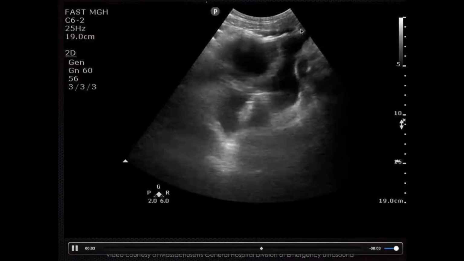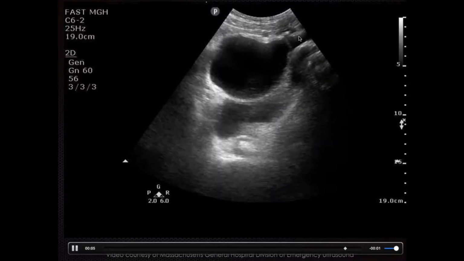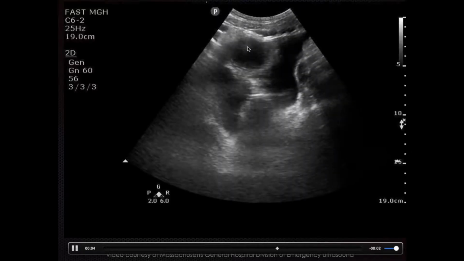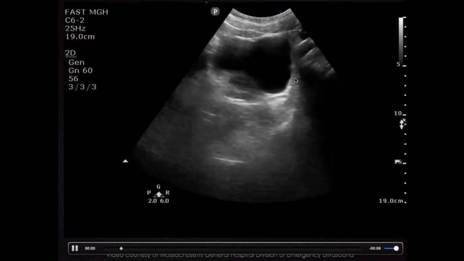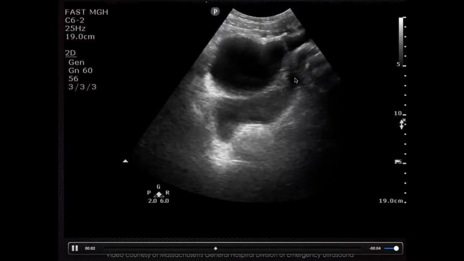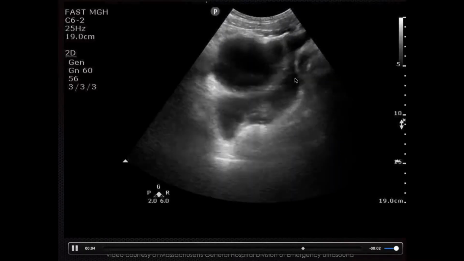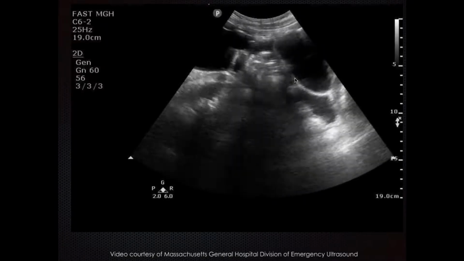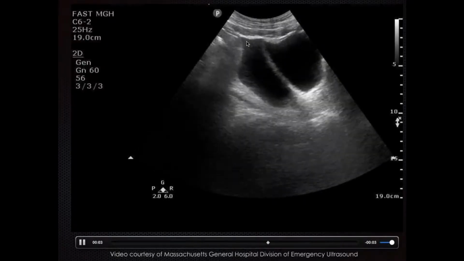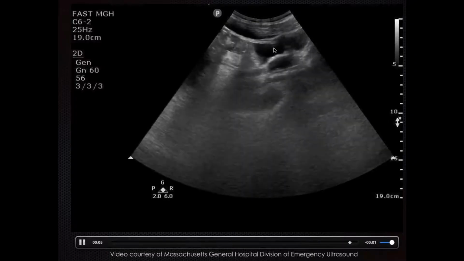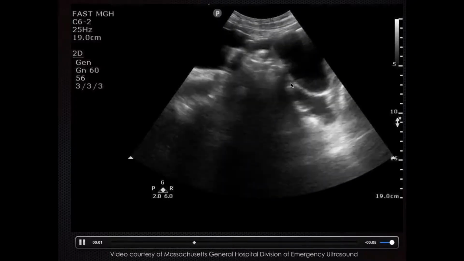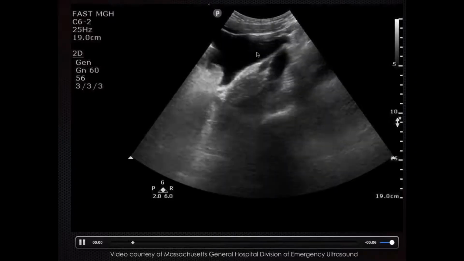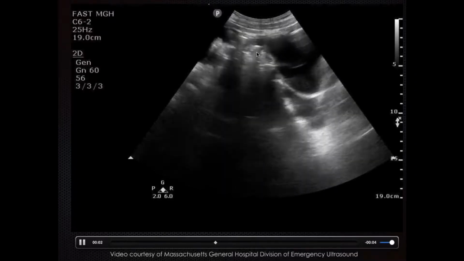Okay, so in this clip, you can clearly see a moderate amount of ascites surrounding the bladder. You can see a bit of bowel over here. So this is, again, a positive pelvic scan here. In the same patient, in a longitudinal plane, you can again see the free fluid right here, right there. So again, this is another positive view.